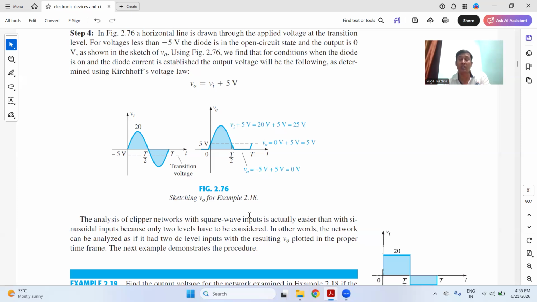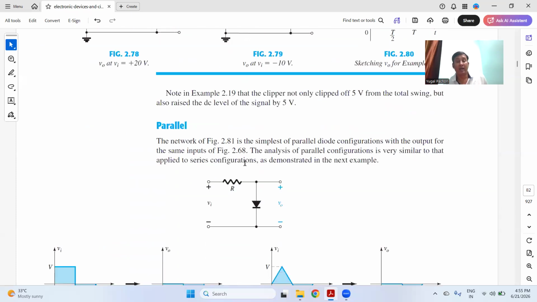If it is clipped, then it is working as a clipper. It means if you want to remove a portion of the output, then you want that particular circuit to work as a clipper. So again, this is a parallel clipper. You can see in the previous circuit, the diode is placed here. Now here the diode is placed in parallel. So this is a parallel clipper.